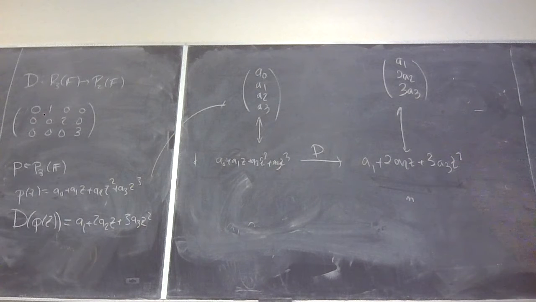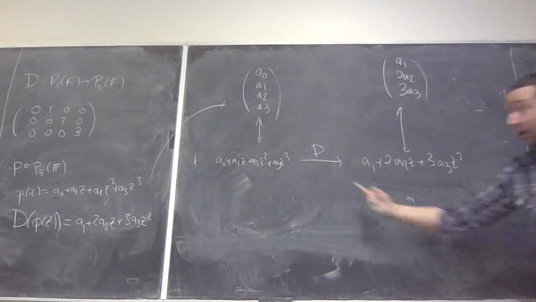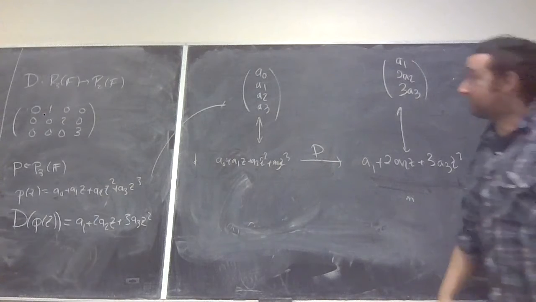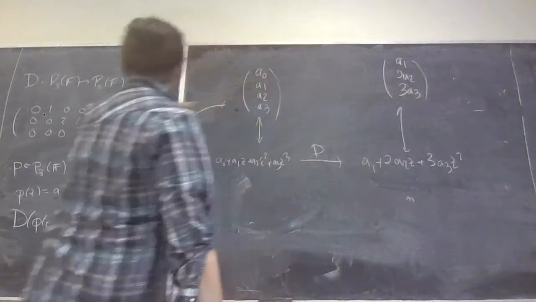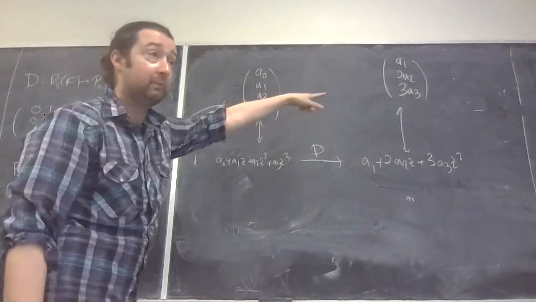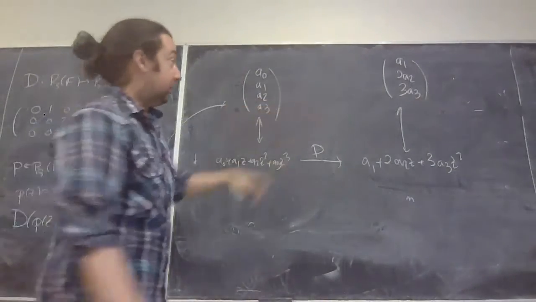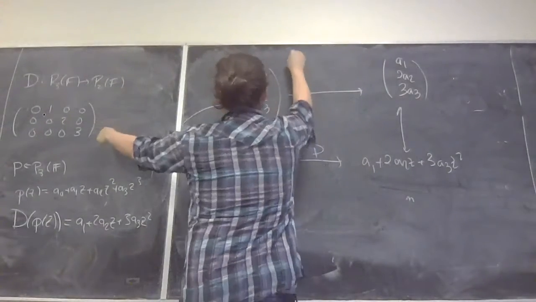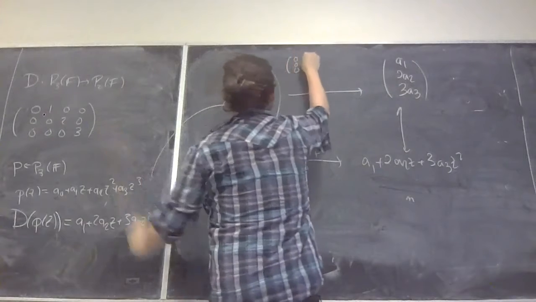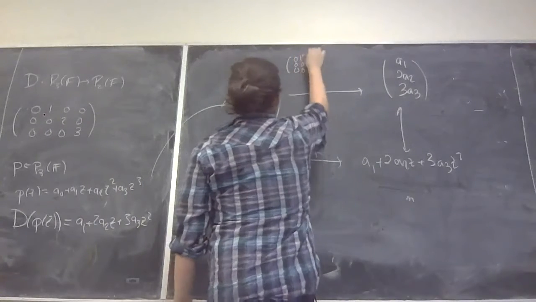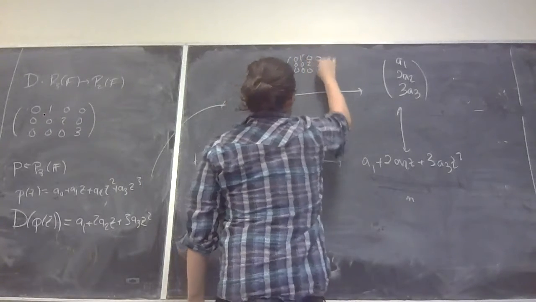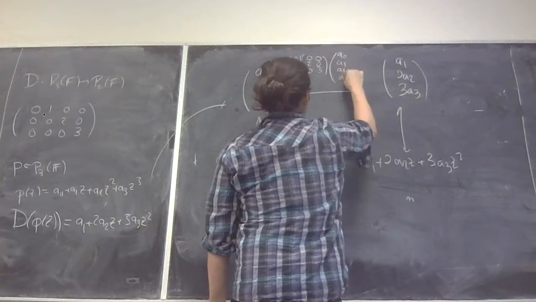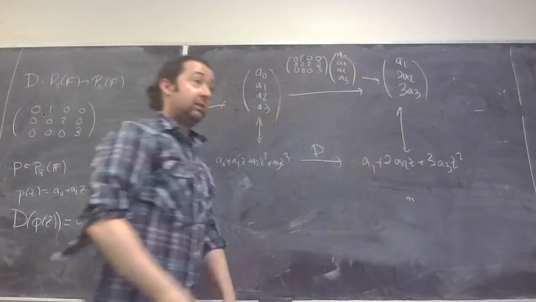So what does the matrix do? The operator, the map, took this polynomial to that polynomial. Well, it turns out that if you took this vector and multiplied it by this matrix, you get that vector out. So what happens in matrix land is that if you took this matrix and you multiply it by this vector, that's the vector that comes out.